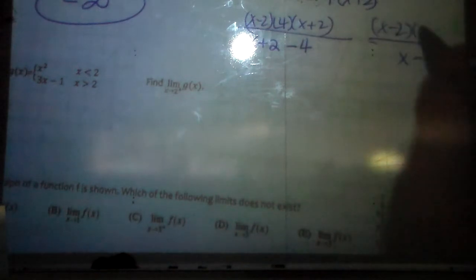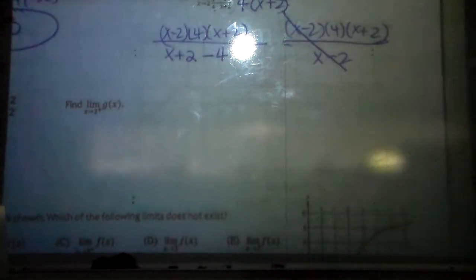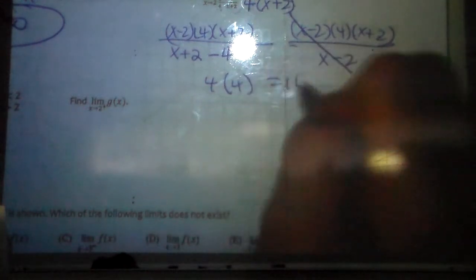X minus 2 over x minus 2 crosses off, and now it's just 4 times x plus 2. So then when I plug in, it's 4 times, we're plugging in 2. 2 plus 2 is 4, which is 16.